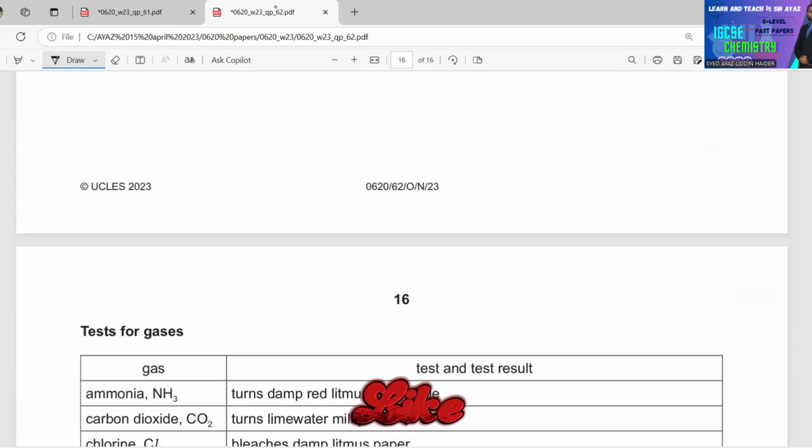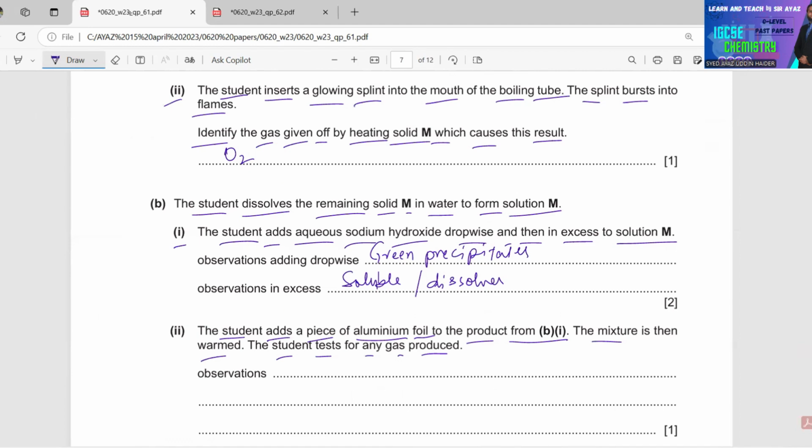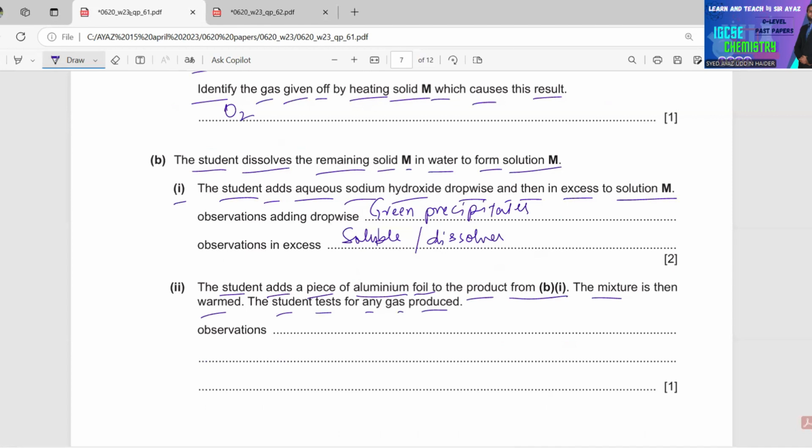So the test for ammonia gas. Ammonia gas turns damp red litmus paper blue. So what you will write, simply, observations. They are saying observations, so definitely you have to write down the test. Damp red litmus paper turns blue.